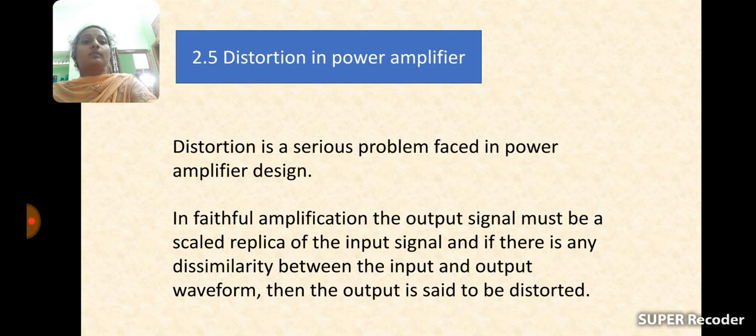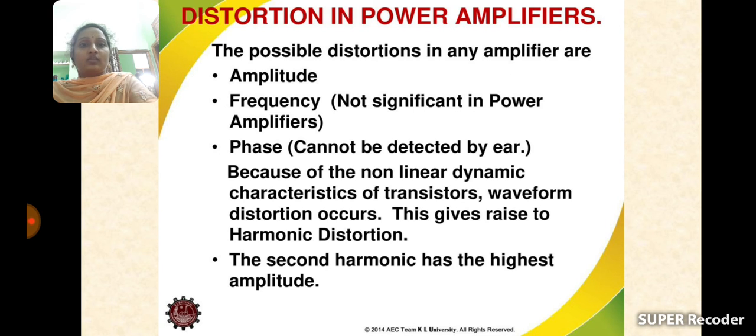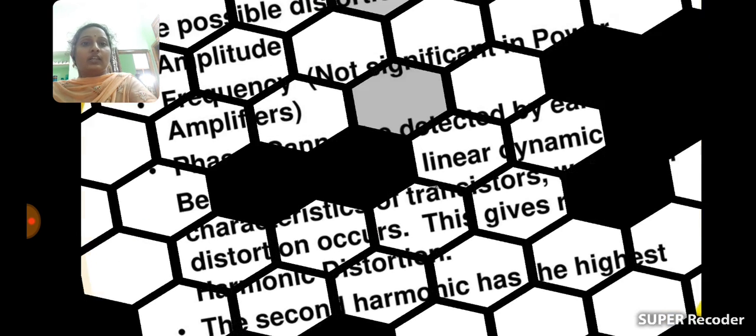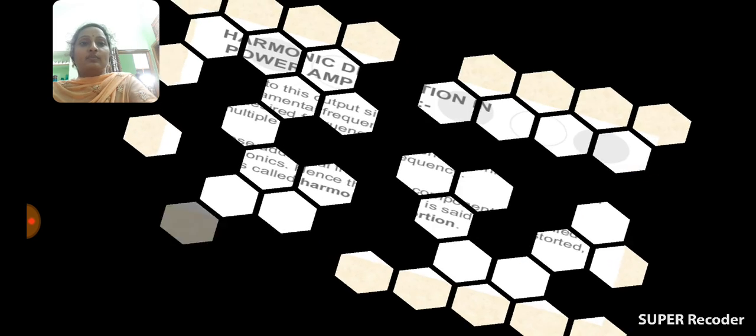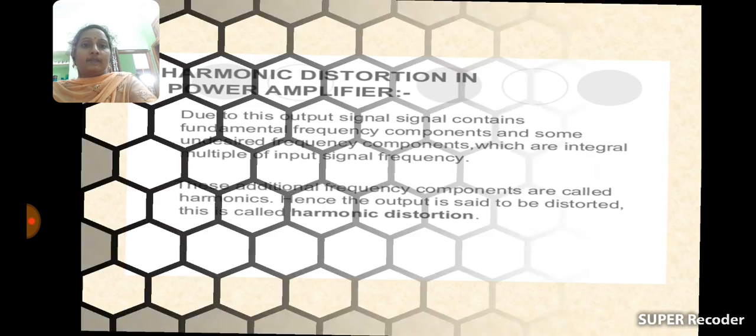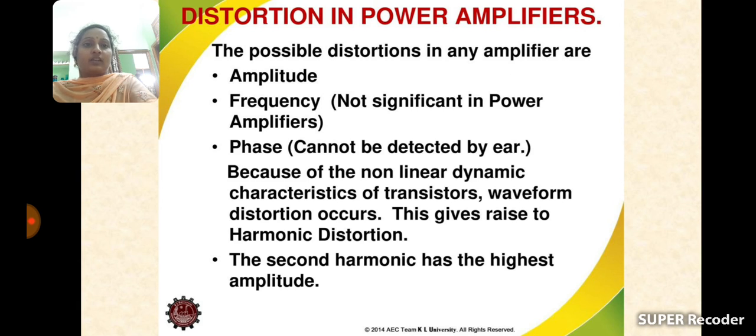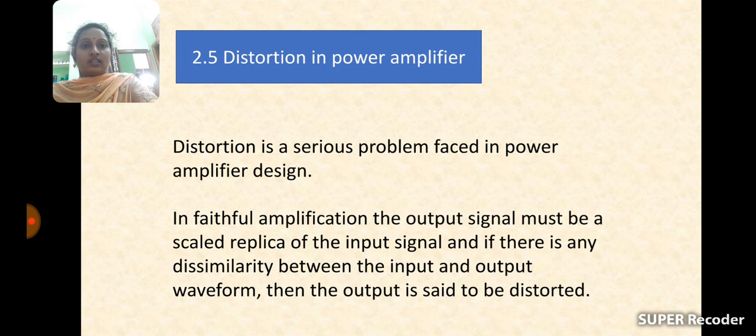While coming to the distortion, the disturbance signal is called what? Distortion. How does distortion occur? The possible distortions are in the form of frequency and phase distortion. So this is about distortion. Distortion means disturbance signal. For faithful amplification, the output signal must be a scaled replica of the input signal.